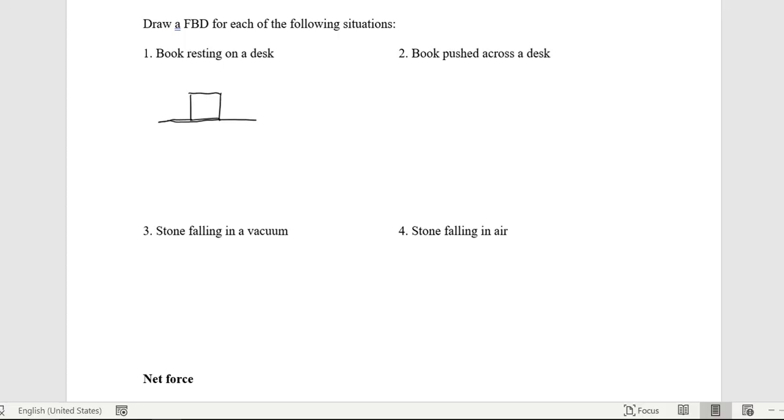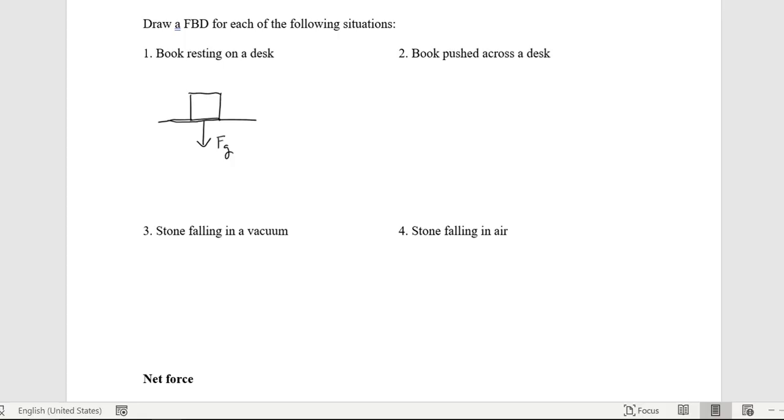So what are the forces acting on this book? The book is not moving. It's just resting on the desk. The first force is for sure gravity, because if we're on Earth, there's always going to be gravity. The only time you don't have to draw gravity is if we're out in space somewhere. So put in gravity. Gravity always acts downwards, so it's going to be an arrow pointing down.